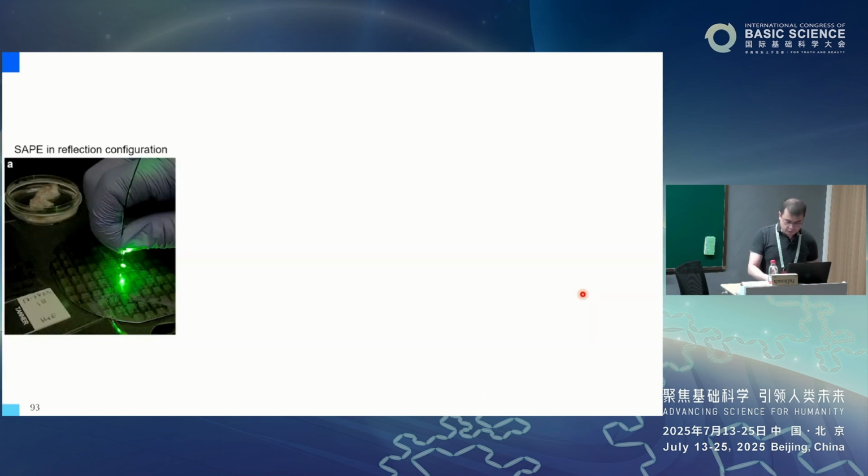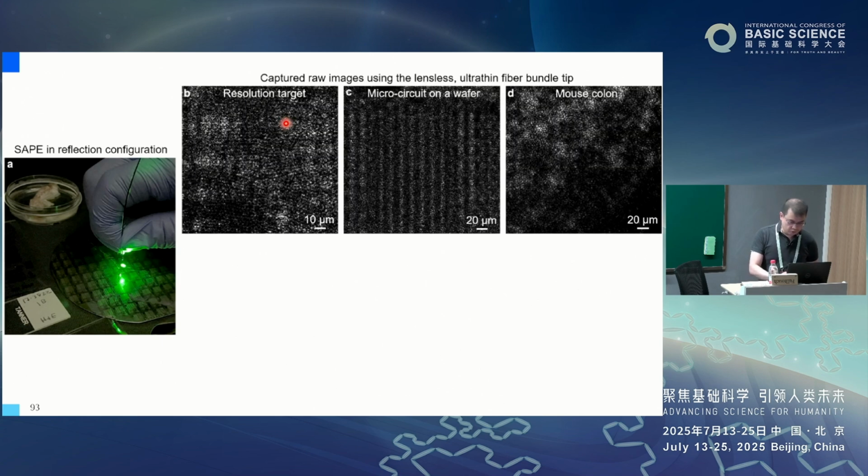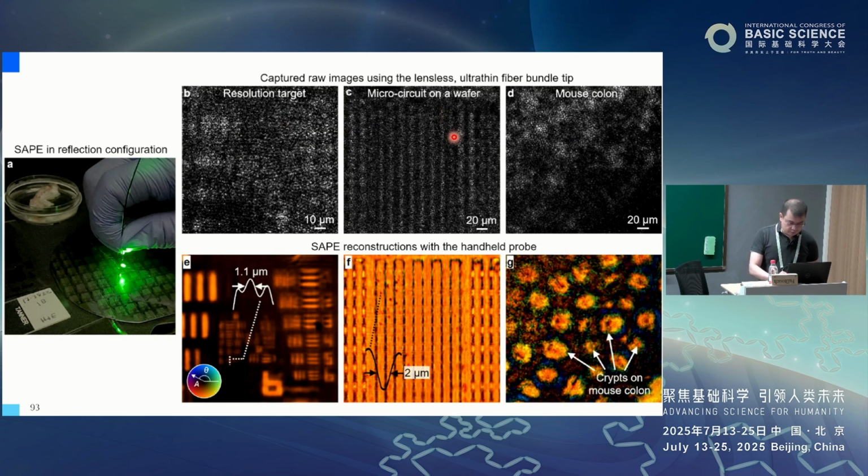We can also do this in the reflection mode. So this is the resolution target, wafer. And this is the mouse colon sample. And we can resolve the very small details on these different targets.